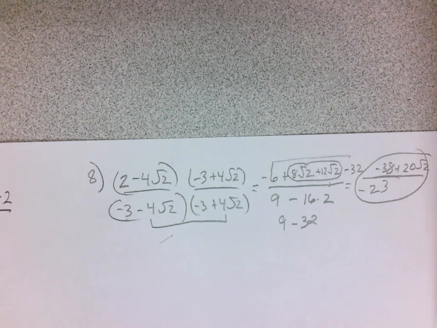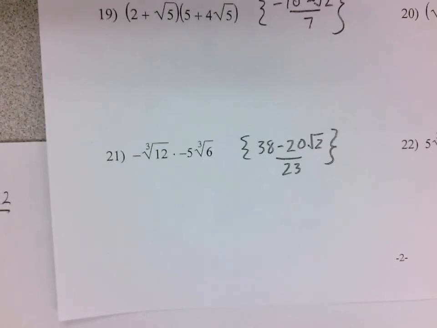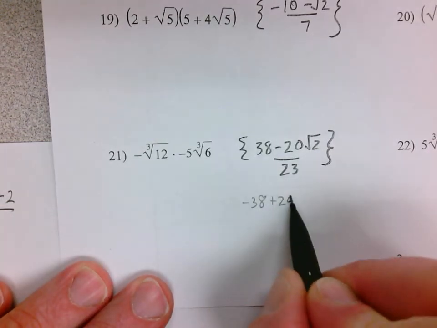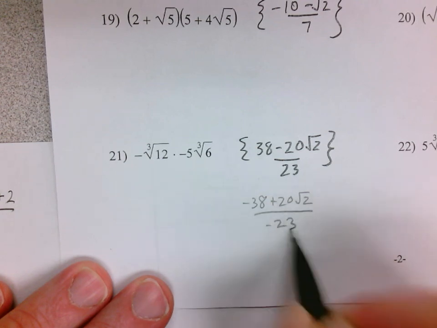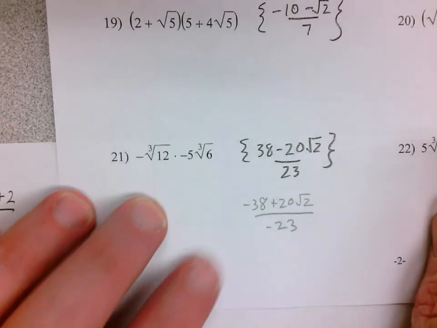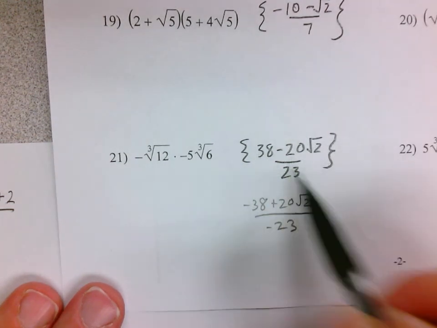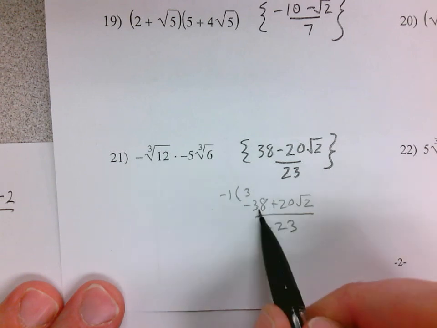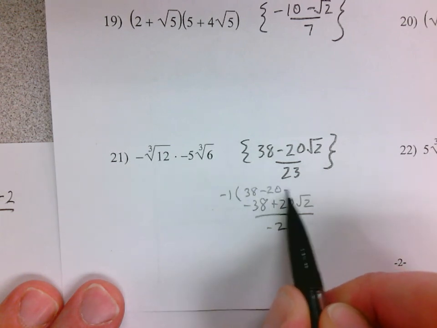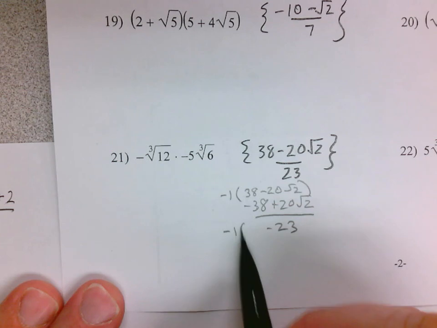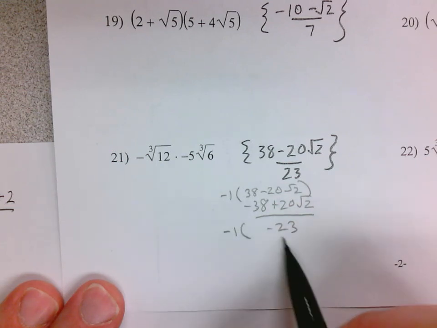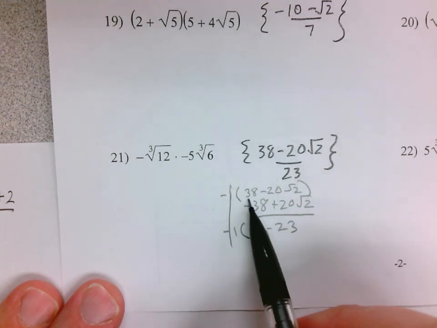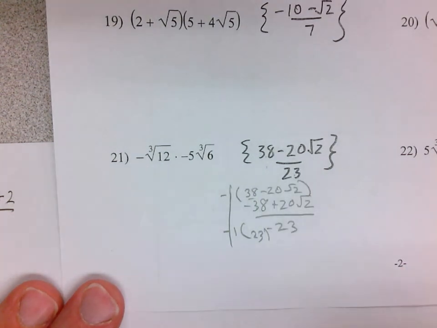And then I go to this problem and I go, oh no, I have negative 38 plus 20 radical 2 all over negative 23. What did I do? It must be mistaken. Well, all you do is have every sign flipped. So if you factor out a negative 1 here, you get 38 minus 20 radical 2. Factor out a negative 1 here, and you get 23. The negative ones cancel out. You have the same answer. If you can change all the signs, it's the same answer. Stop freaking out.